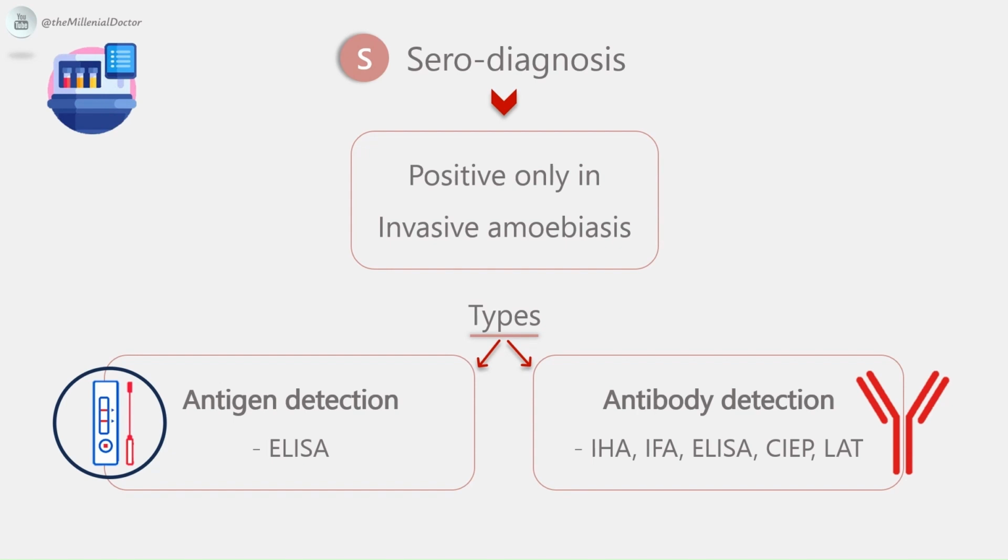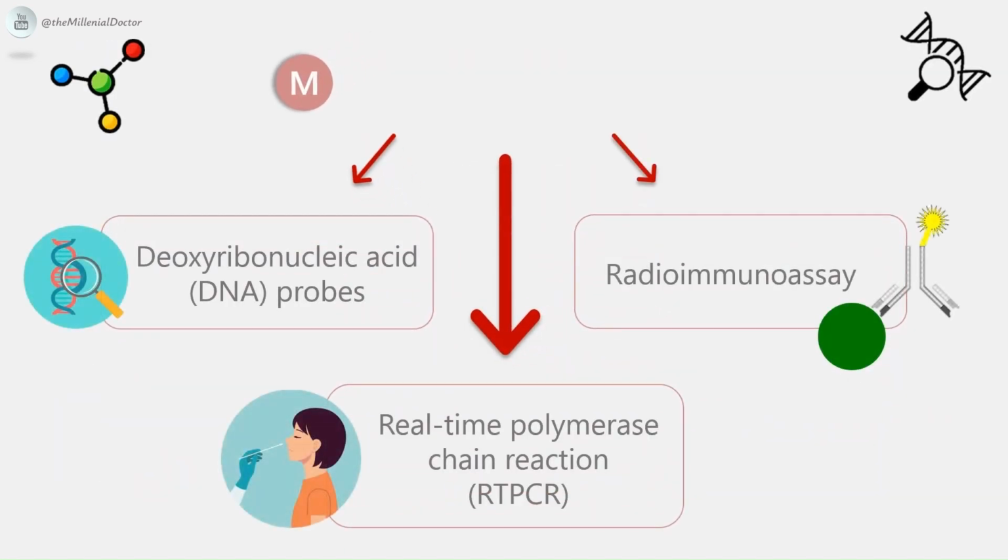Serological tests include indirect hemagglutination assay (IHA), indirect fluorescent antibody (IFA), enzyme-linked immunosorbent assay commonly called ELISA, counter-current immunoelectrophoresis (CIEP), and latex agglutination tests called LAT. Next is the molecular diagnosis. Deoxyribonucleic acid DNA probes and radioimmunoassay have been used to detect Entamoeba histolytica in stool. It is a rapid and specific method.